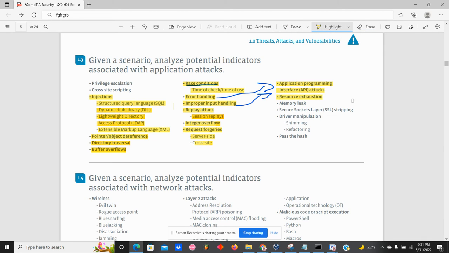So if you keep attacking a machine, it's going to cause the machine to overheat because it keeps processing, right? It's going to exhaust that resource. That's exactly what it means.